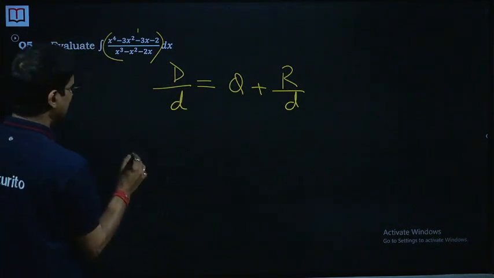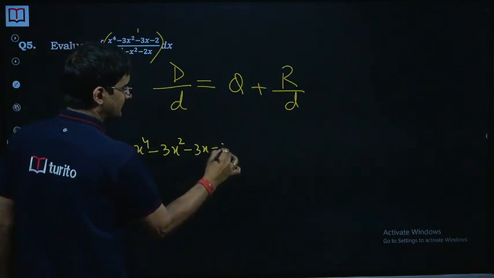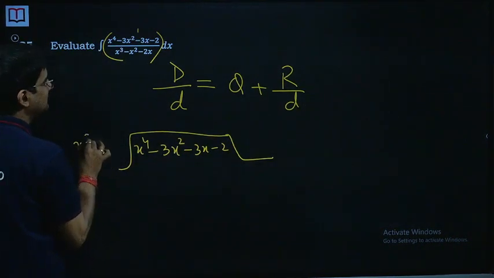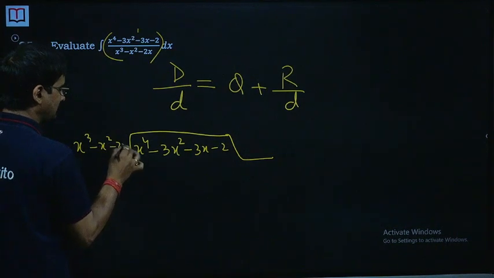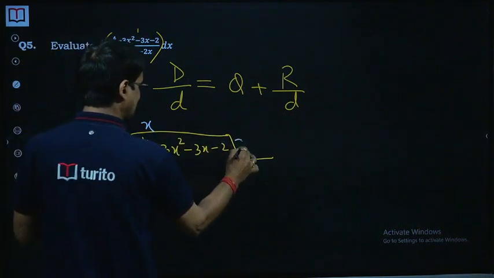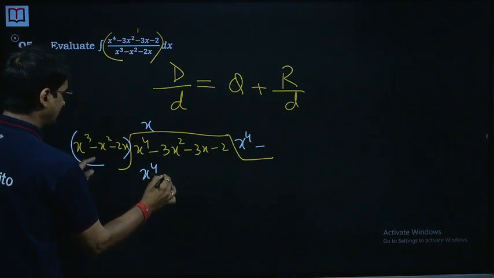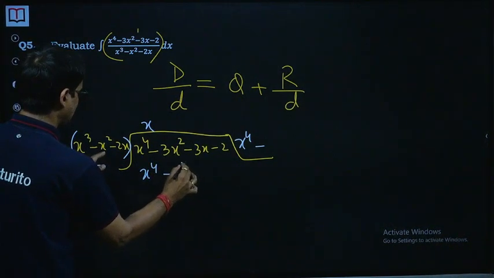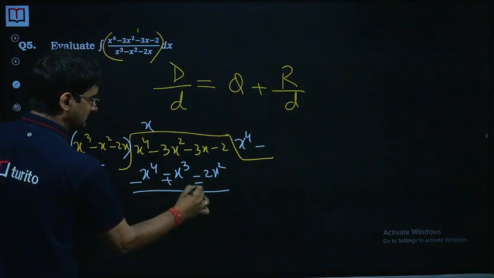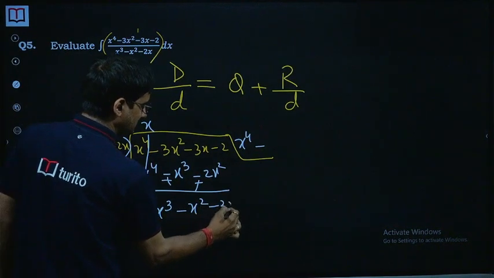So using the long division method, we divide by the divisor, which is x cube minus x square minus 2x. If we divide, x gives x to the power 4. So what am I doing? x to the power 4 minus x cube, and then minus 2x square, and then subtracted. So this is it. It's x cube and then minus x square minus 3x minus 2.